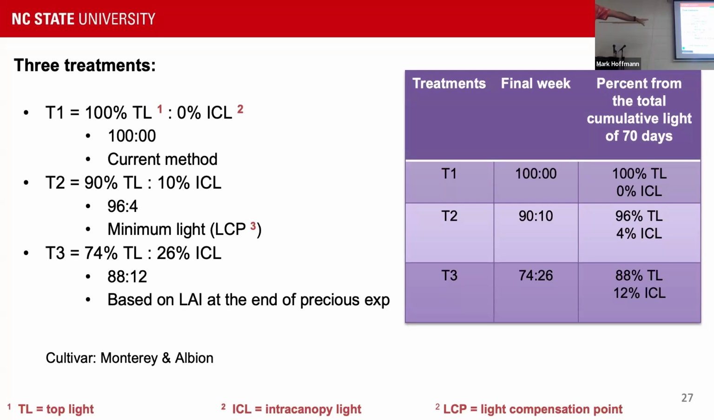The third one is 74% top, 26% intercanopy in the last week, which in the total production period is this amount. What's the percentage against? The total amount. So if we have, for example, total wattage, total PPF, okay, 80% of that, for example, 20.